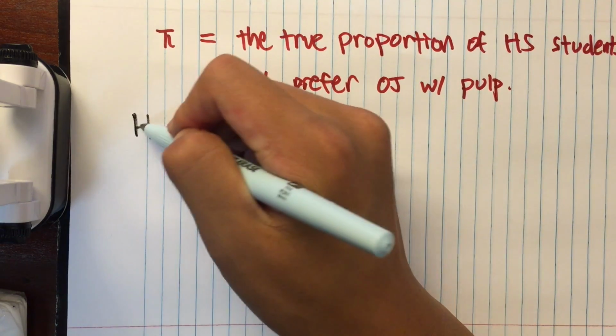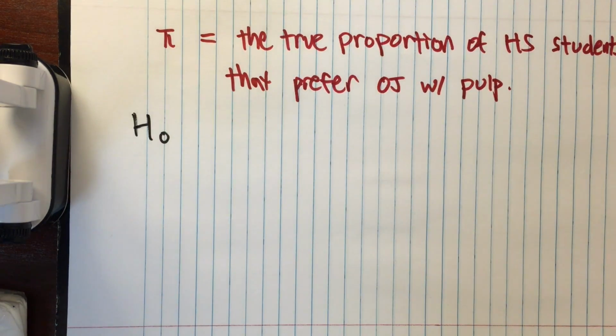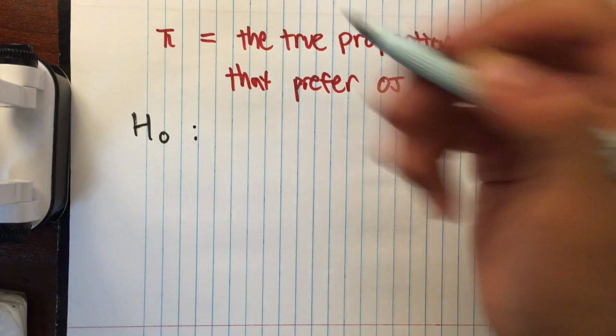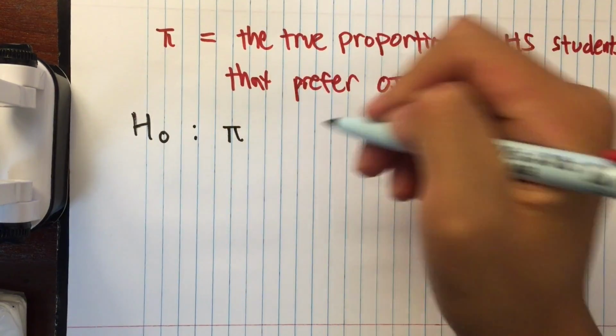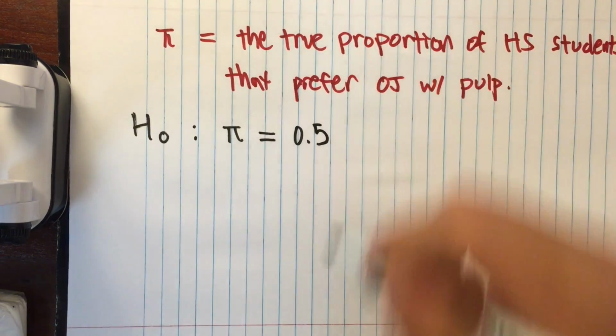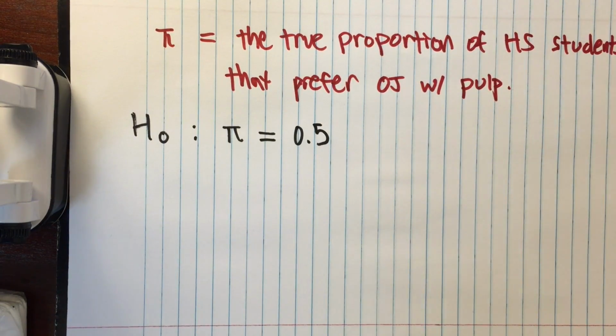Beginning with the null hypothesis, represented by H naught, it states that the population characteristic is equal to the hypothesized value, or what we think it is. For this problem, H naught is pi equals 0.5.